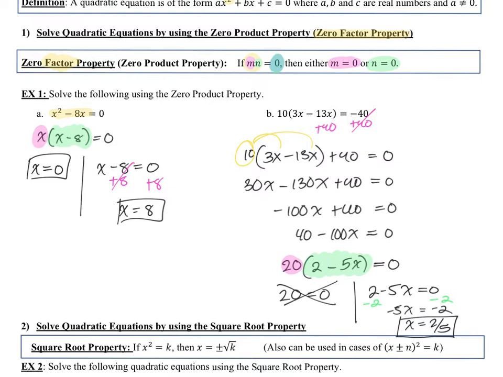All right, so as usual, the plan is to create a multiplication problem on one side and make sure it's equal to 0. That was a problem in the beginning here, was that it wasn't equal to 0, so we had to add the 40 to both sides.